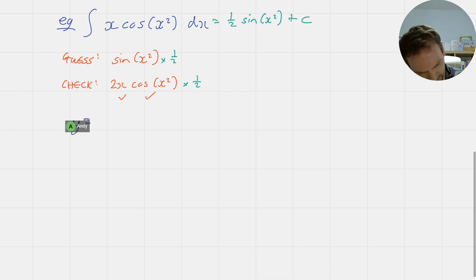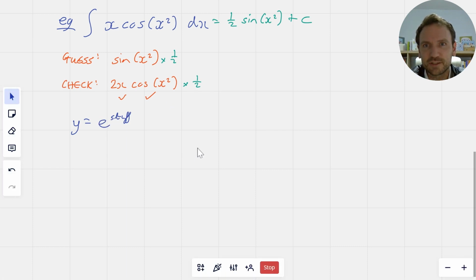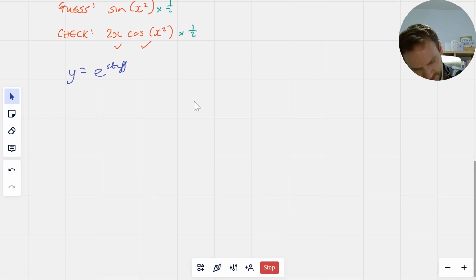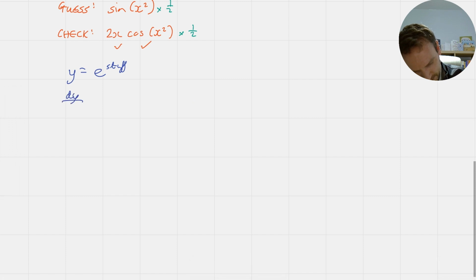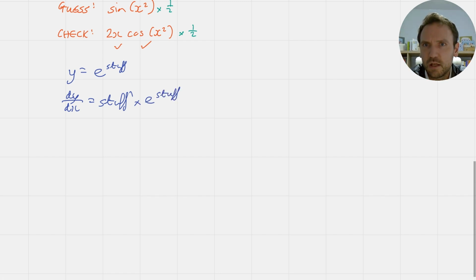What if we have y equals e to the stuff? What's our rule for differentiating that? Well, if we do the chain rule on this, we end up with dy by dx is stuff differentiated times e to the stuff. So let's try tackling this one then.